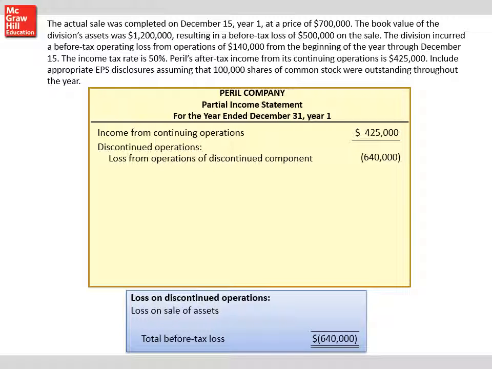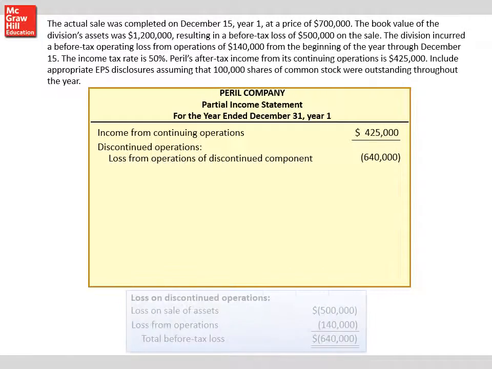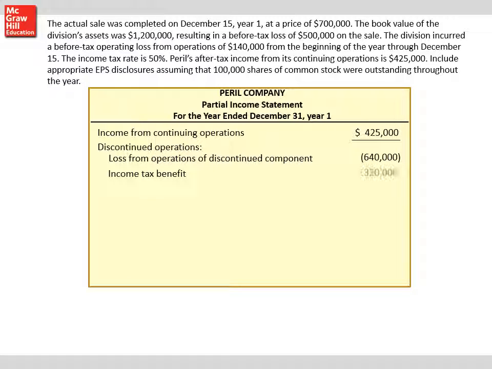So the loss on the sale of the assets and the loss on operations make up our 640. 50% of that we will get back as a tax benefit because we'll take that loss on our tax return. We'll actually pay $320,000 less in taxes because of that loss. So what's the real loss here? The real loss on discontinued operations is $320,000. The actual loss plus the tax savings.